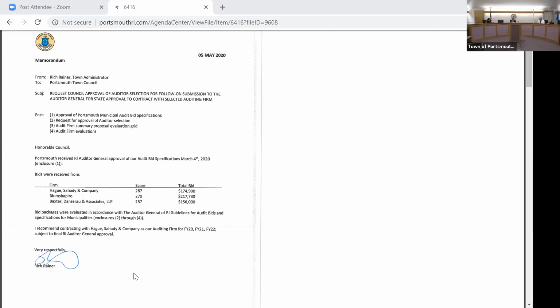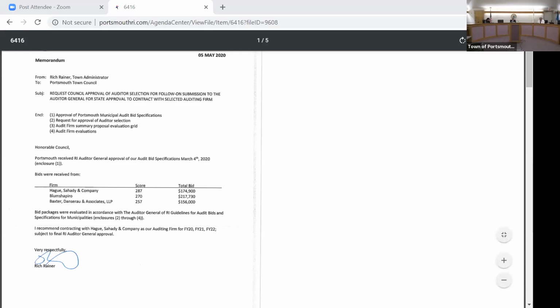In accordance with the Auditor General's guidelines, they were evaluated by the Finance Director, the Deputy Finance Director, and the School Finance Director, and you can see the scores. Haig Sahadi scored 1 out of 3 with a total bid package of $174,900.